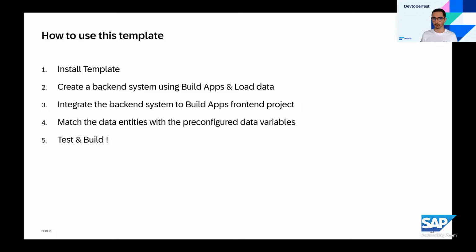In the next step, once we integrate the backend system, we will be matching the data entities, because the data variables need data entities to be matched. Once we match those data entities with the data variables, we can easily see the data coming to our front-end part. And then at the end, we will test and build this application to start using it. This will be the flow for today.